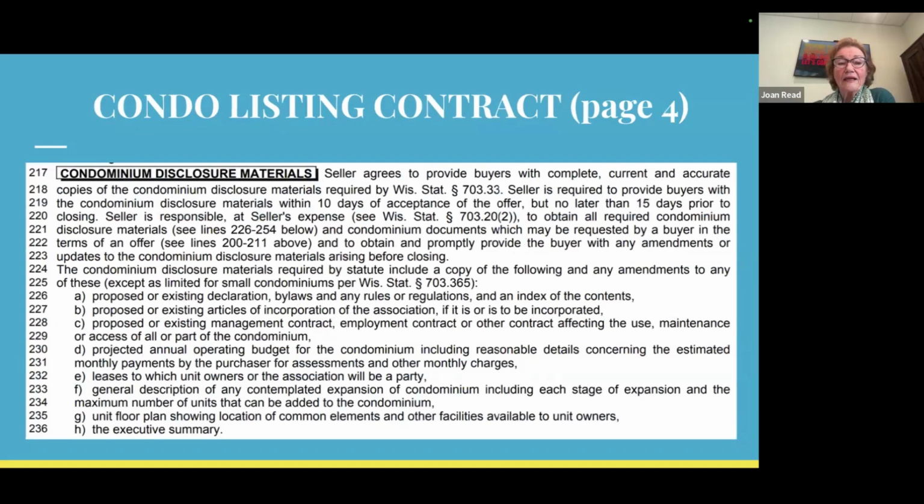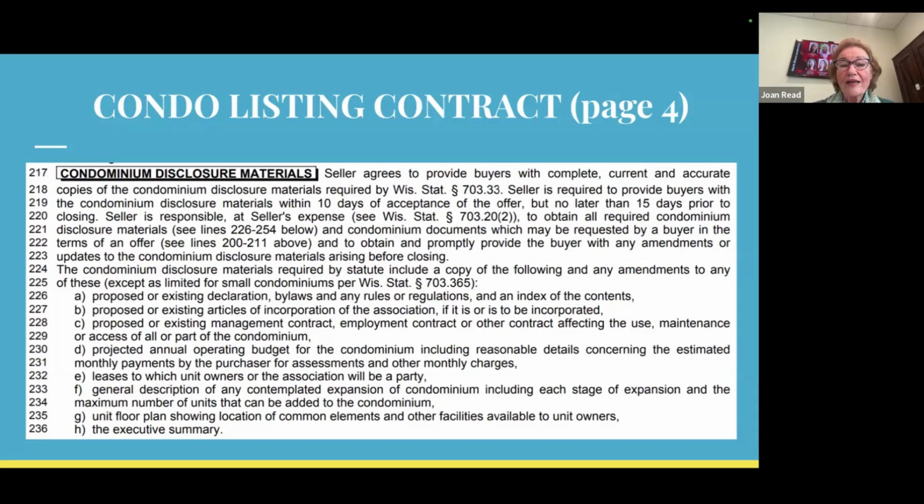So there's a big deal about the condominium disclosure materials. You and your seller and the management company or the association president make sure that you have a current copy of the condominium disclosure materials. You're not using the seller's old one that they've got from when they bought it, or one that's in your files from when you last sold in this building. You have to make sure that you have a new one, and you provide it to the buyers with complete, current, and accurate copies of the materials required by the state statute.